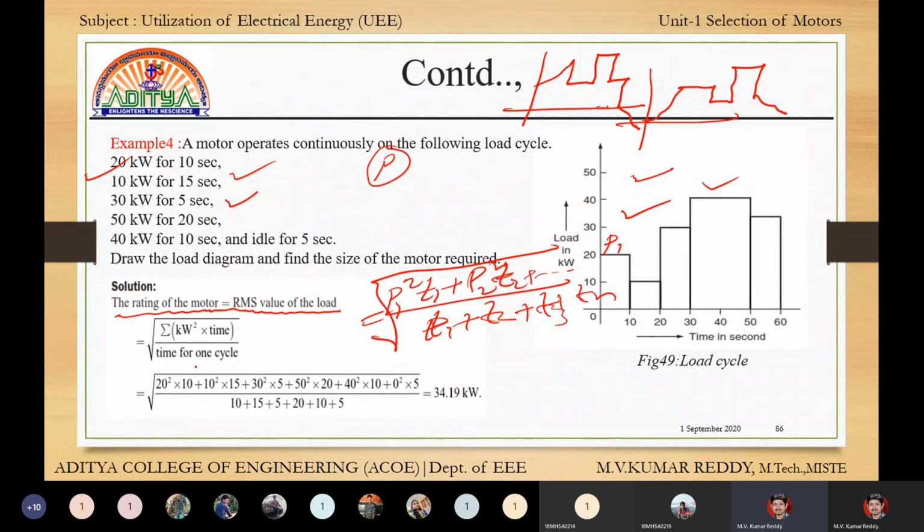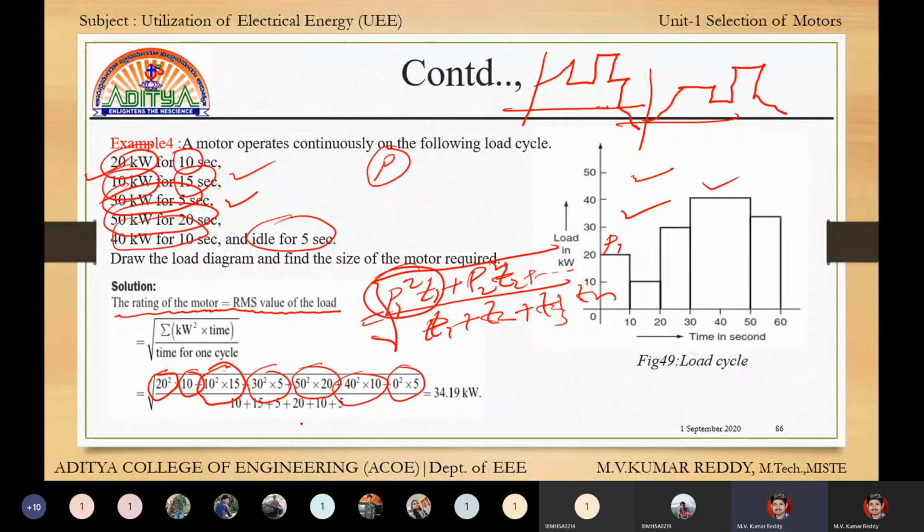Now we have to find the rating of the motor. In the first one it is given that power is 20, that is 20 square into T of 10, that is P1 square T1. Next one is 10 and 15, 10 square into 15. Next is 30 square into 5. Next is 50 square into 20. Next is 40 square into 10. Next is the idle condition for 5 seconds. Idle condition means 0, that is 0 square into 5.